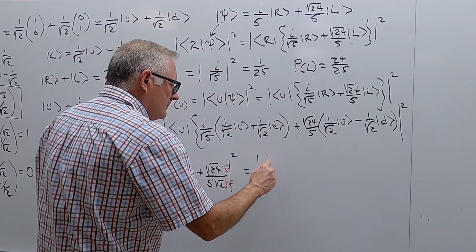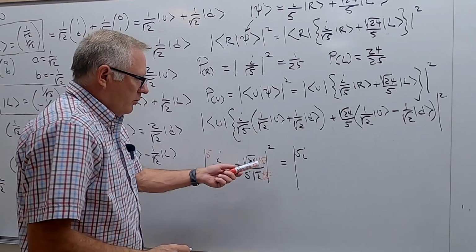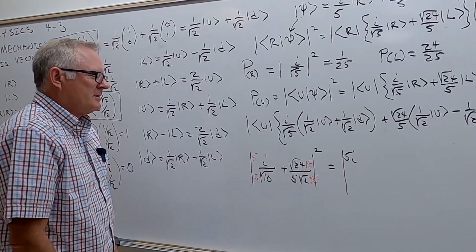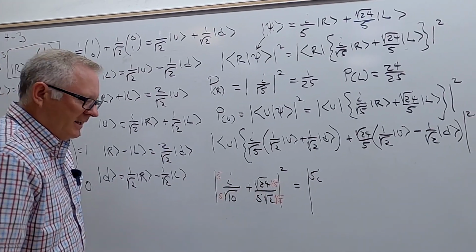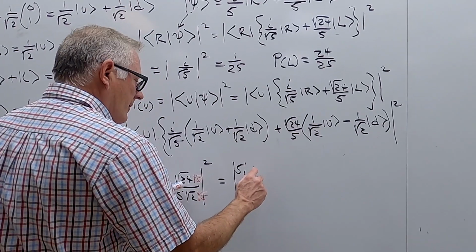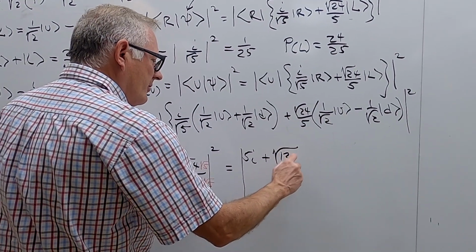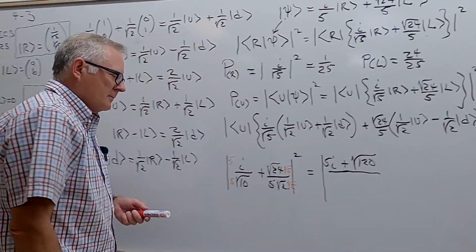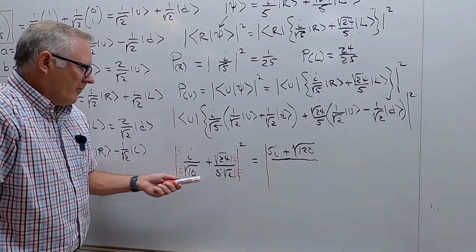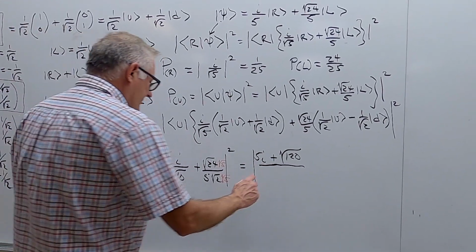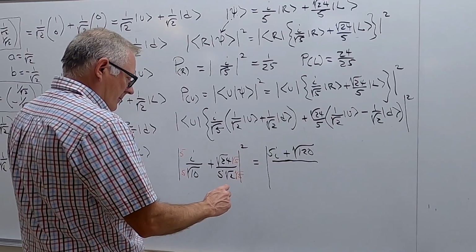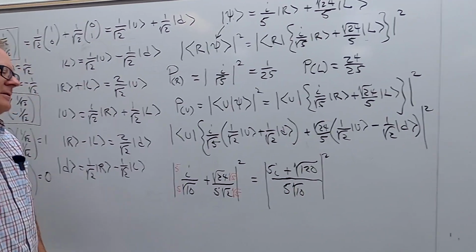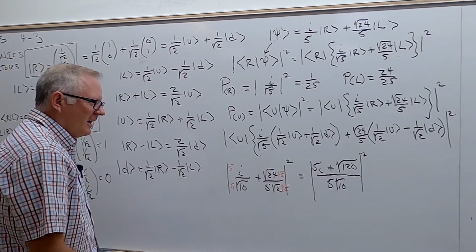Okay, so that gives me 5i plus the square root of 24 times 5, which is 120. Square root of 120, plus the square root of 120 all over 5 square root of 10. Squared. Okay, so now I'll multiply it by its complex conjugate.